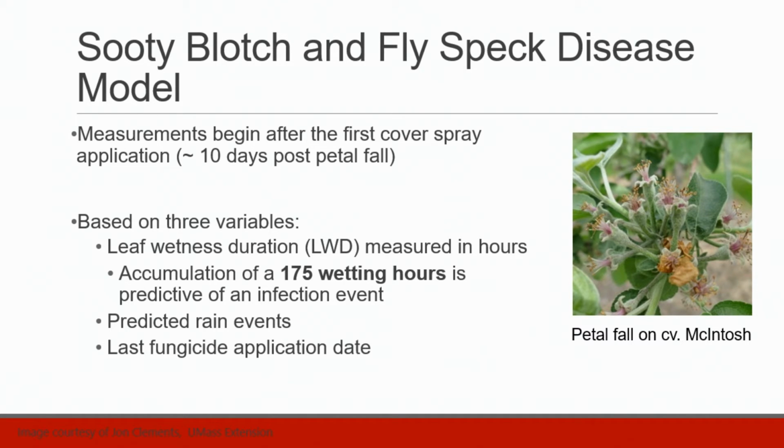When you use the model to determine when to apply a fungicide, it is based on the accumulated wetness hours beginning approximately 10 days after petal fall, which usually corresponds to the timing for the second cover spray application. A LWD of 175 is predictive of an infection event. Therefore, once the accumulated LWD reaches 175, a fungicide should be applied.